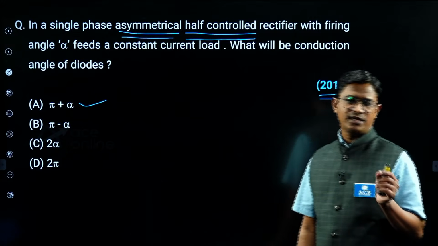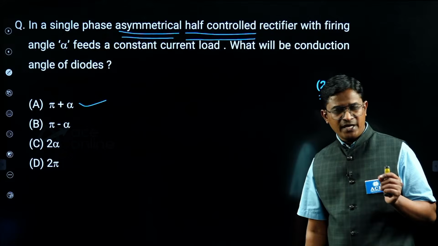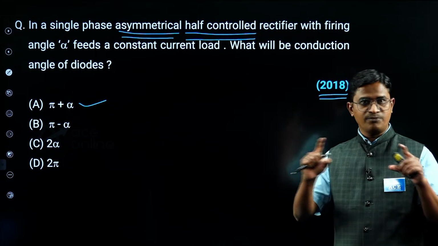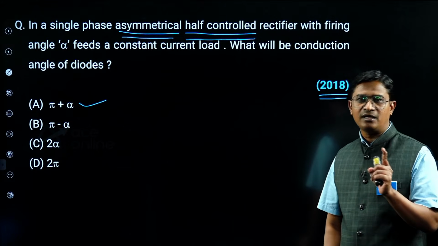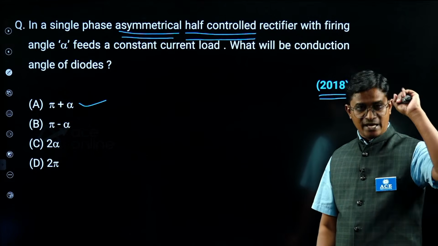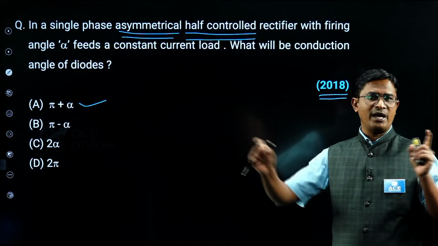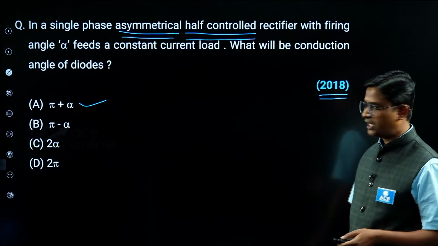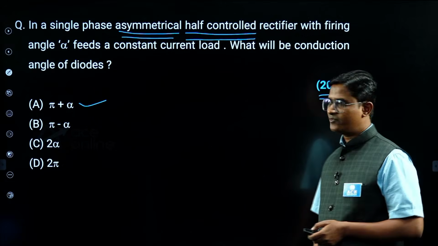An important point here is that the conduction angle of any device is calculated over one cycle of supply. That statement is important. You need to find the conduction angle over one cycle of supply, meaning over 0 to 2 pi, for how much angle your device is conducting. So the correct answer is pi plus alpha. Next.